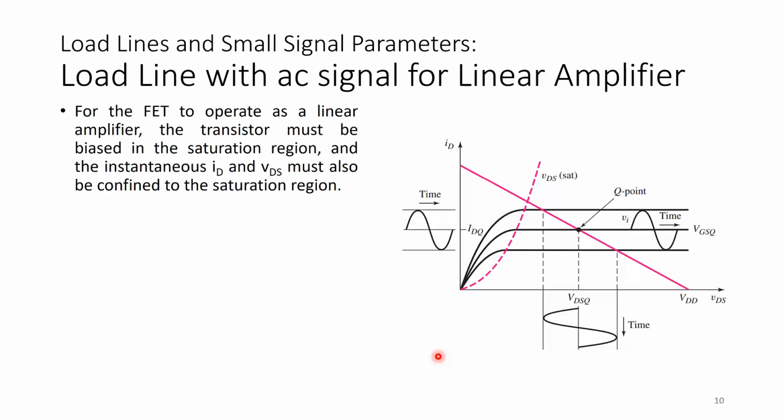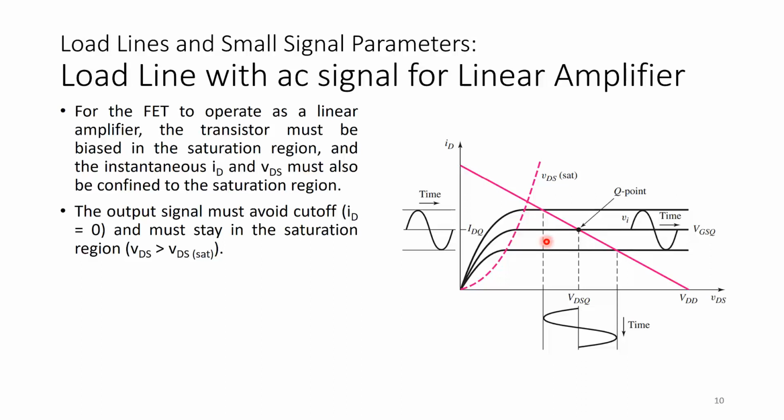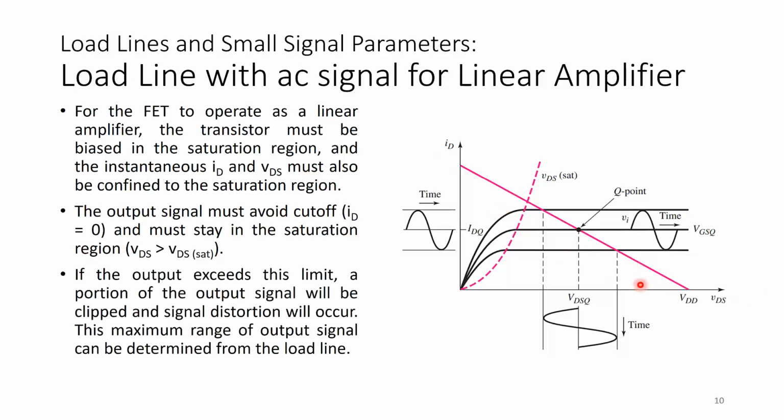So for the FET to operate as a linear amplifier, the transistor must be biased in the saturation region, and the instantaneous values of ID and VDS must also be confined in the saturation region, because if the small signal comes in, as VGS goes up and down, which means the Q point goes up and down, it must be careful not to go into the non-saturation region, because when it enters the non-saturation region, it does not act like a linear amplifier anymore. So the output signal must avoid cutoff, which is ID equals 0, and must stay in the saturation region. If the output exceeds this limit, a portion of the output signal will be clipped, for example, and signal distortion will occur. This maximum range of output signal can be determined from the load line.